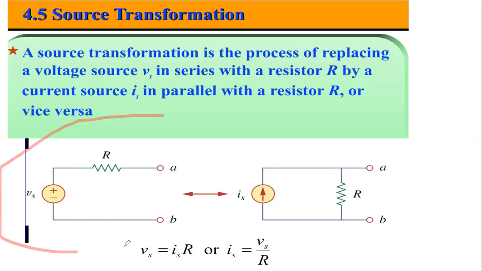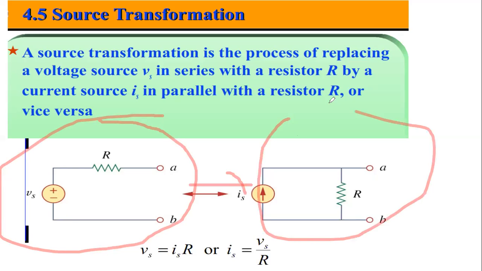Now what I want to tell you is that the voltage source in series with resistance can be replaced by this, and vice versa is also true. You can always convert a current source and a parallel resistance into a voltage source and a series resistance. It's a very important thing.